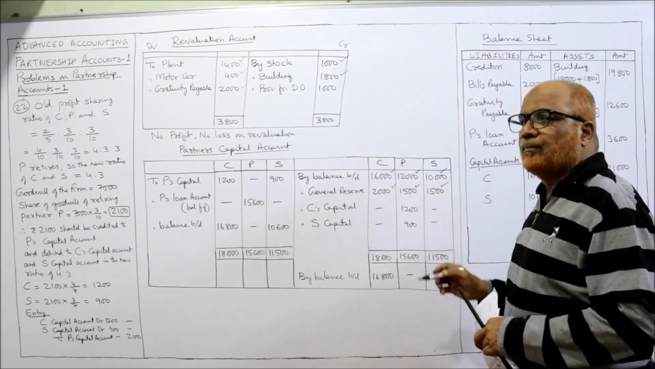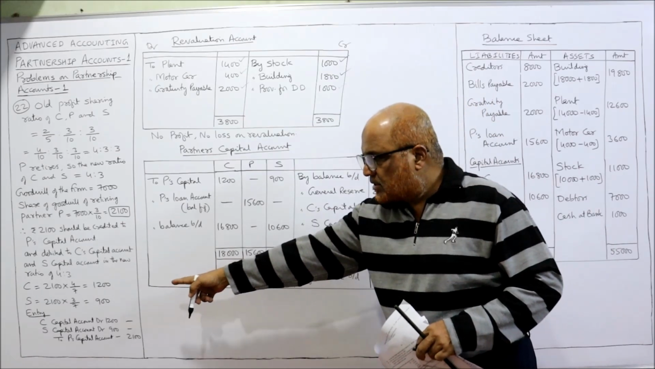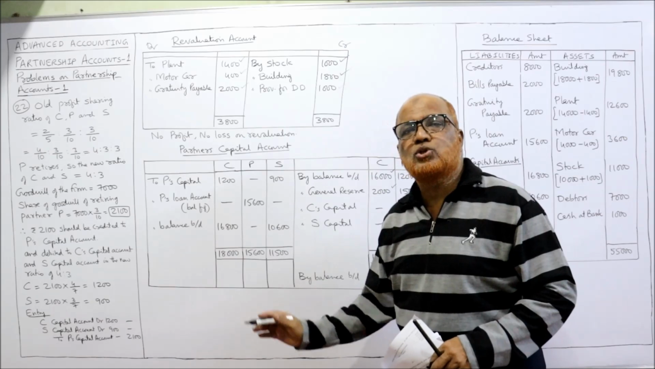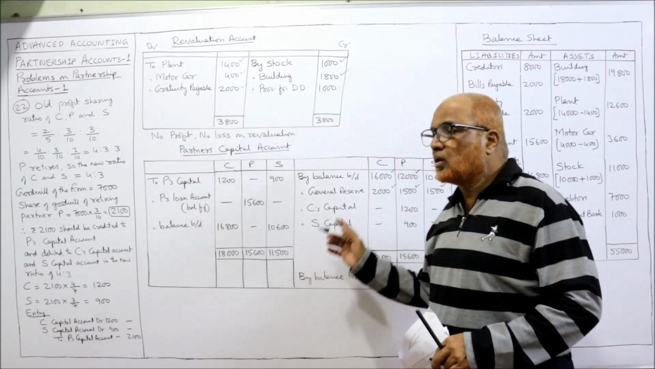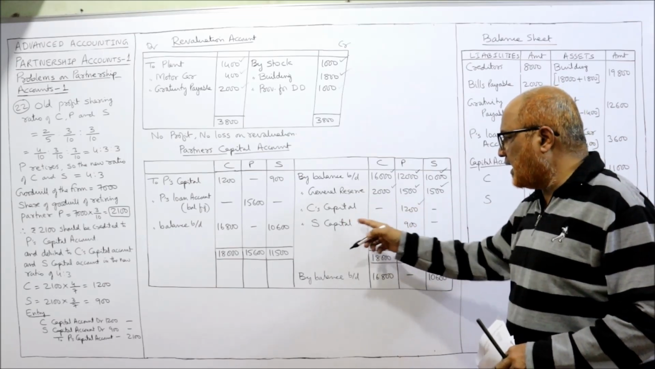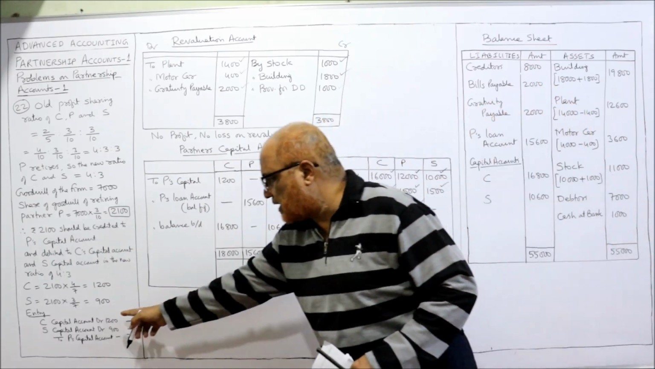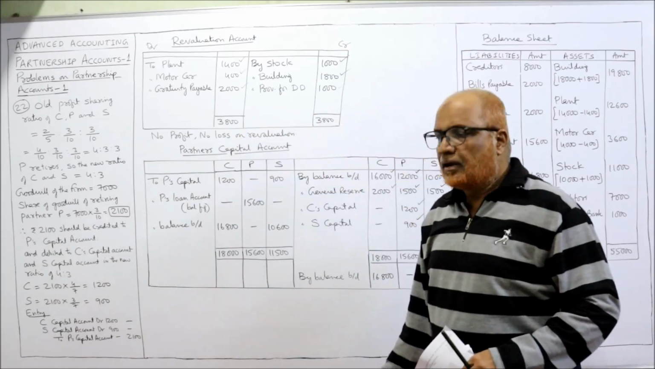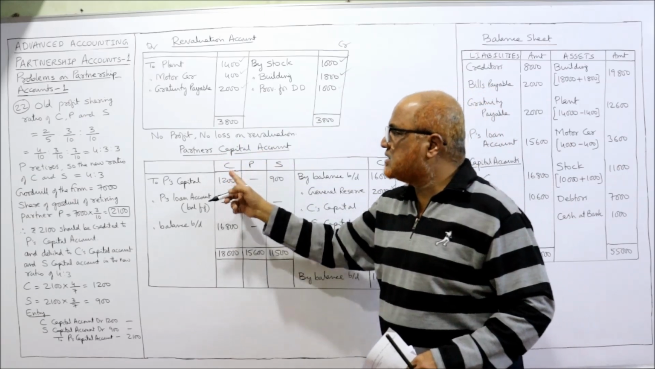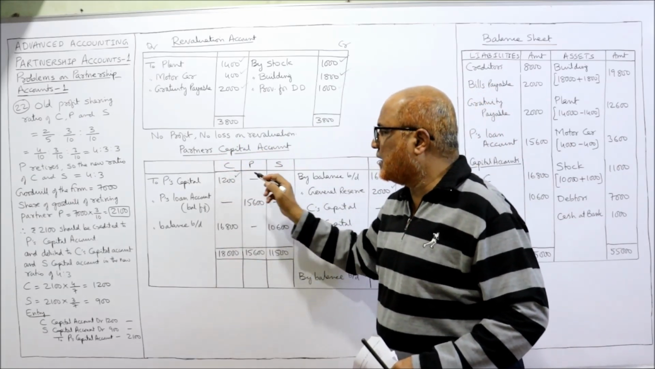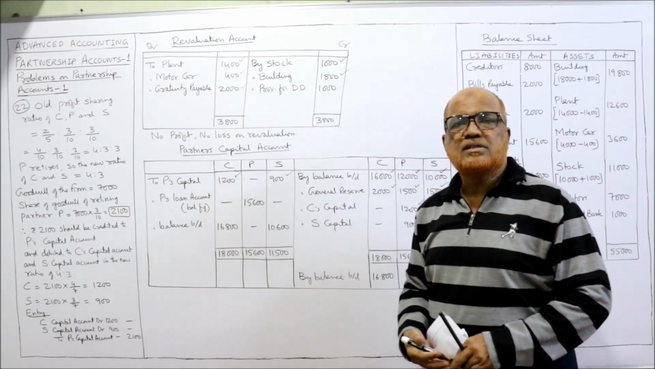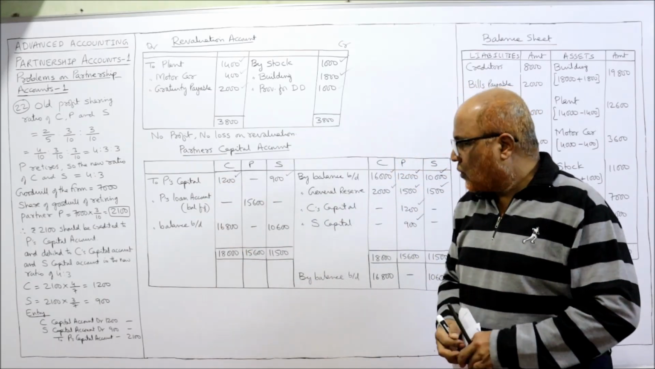Next comes goodwill. The goodwill entry, there it is. C's capital debit, S's capital debit, P's capital should be credited. The credit side, P's capital, C's capital 1,200 and S's capital 900. This debit aspect we have taken. Now, C and S should be debited. So debit side, C's capital 1,200, S's capital 900 to P's capital. This is the adjustment of goodwill.